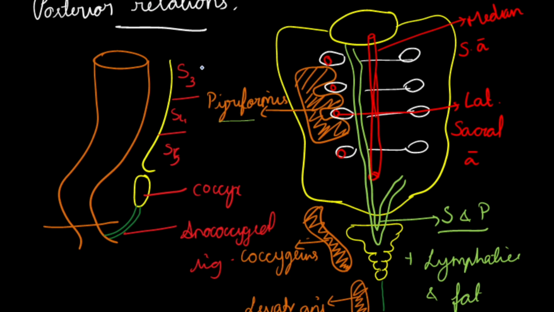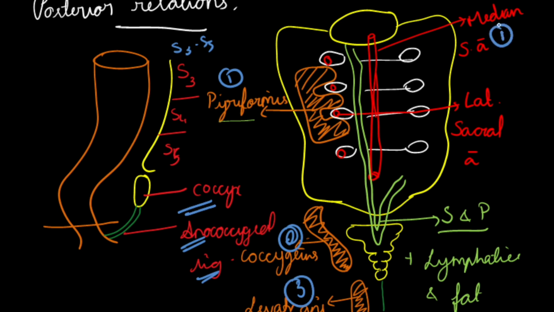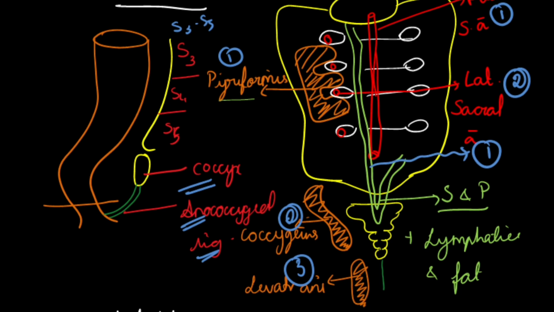Now regarding the posterior relations, it extends from S3 to S5, then the coccyx, then the anococcygeal ligament. Among the muscles, the piriformis is there, then the coccygeus, then the levator ani. The arteries related posteriorly are the median sacral artery and the lateral sacral artery. Then comes the nervous system, both sympathetic and parasympathetic, and a few lymphatics and fat. This forms the posterior relations of the rectum.